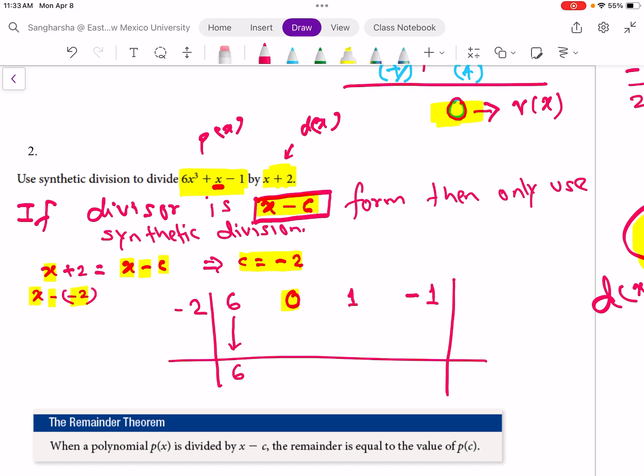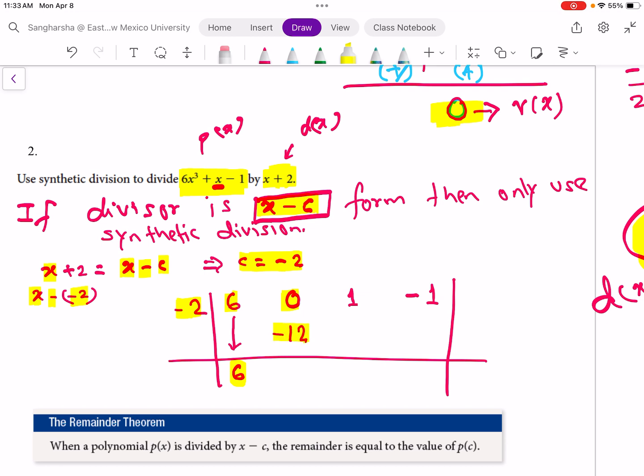Now we multiply this 6 with our c, which is -2. 6 times -2, that is -12, and write it below the next coefficient here. So you drop the first coefficient, multiply this first dropped coefficient with this c, which is -2, and write it down below the next coefficient. So 6 times -2 is -12.